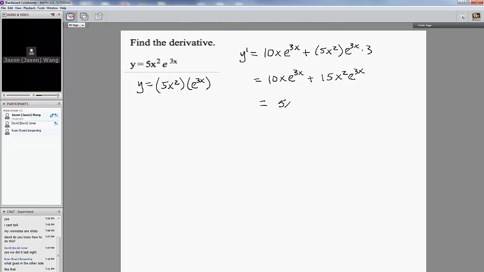For this part, all you're doing is taking out a 5 because it's in every single term, and you're taking out an x and an e^(3x). That's what I didn't do last night. So then your first term is 2 plus 3x. Okay, yeah, that makes it right. I just didn't copy it down right.